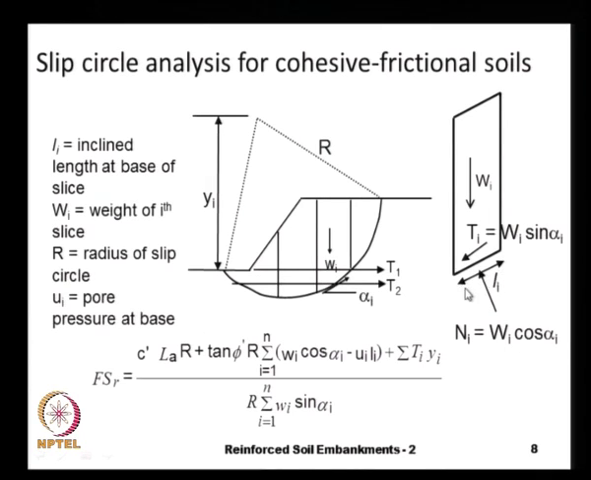and let us say that the length of this base is Li, that is the inclined length, and we can calculate the factor of safety of the reinforced slope as the resisting moment divided by the upsetting moment, and the resisting moment is because of two components. One is because of the cohesion and the other is because of the friction angle, and the third one is because of the reinforcement that we have.